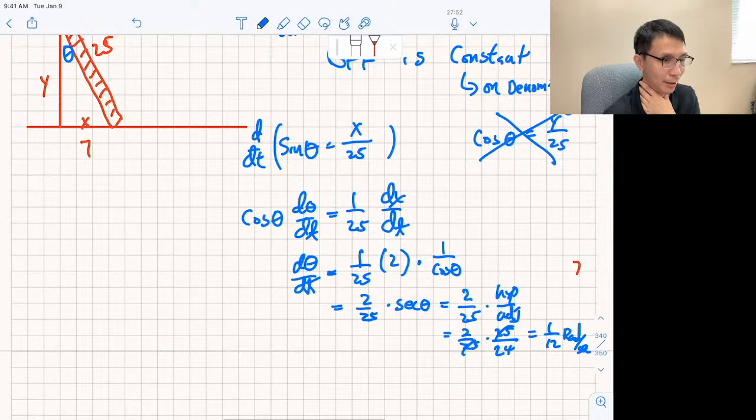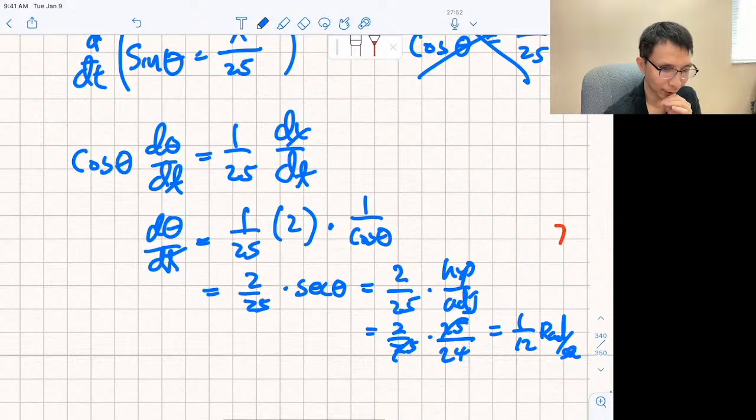Now, how about you practice it? Any question before I move on? I know this is very challenging thinking. It's very, very different than what you did before. 2 over 25 times 25 over 24, so 25 cancel out, and then I'll reduce it down to 1 over 12 radian per second.